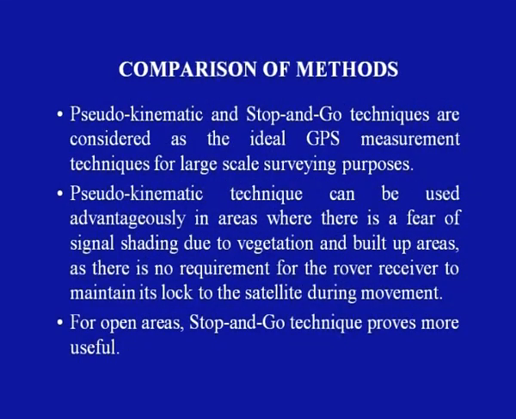Now, let us look at the comparison between pseudo kinematic and stop and go techniques, as these are considered the ideal GPS measurement techniques for large scale surveying purposes. Pseudo kinematic techniques can be used advantageously in areas where there is a fear of signal shading due to vegetation and built up areas, as there is no requirement for the rover receiver to maintain its lock to the satellite during movement. For open areas, stop and go techniques proved to be more useful.